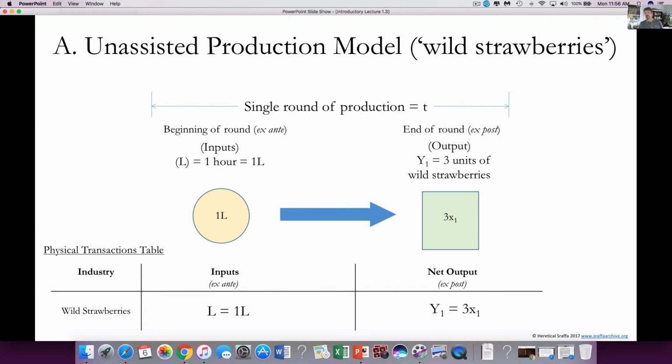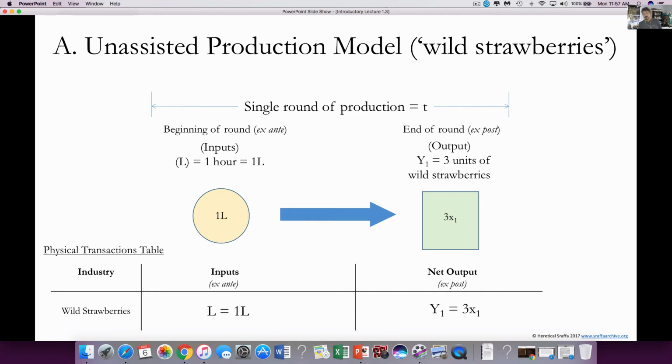Okay, in our single round of production, we have ex ante the input of labor, 1 hour of labor, we're keeping it simple, which is going to produce ex post the quantity of strawberries. It's going to be 3 units of strawberries. And you can see how I'm using my X1 as the quantity, 1 is the wild strawberry industry, and the wild X1 is thereby the quantity of wild strawberries, right?